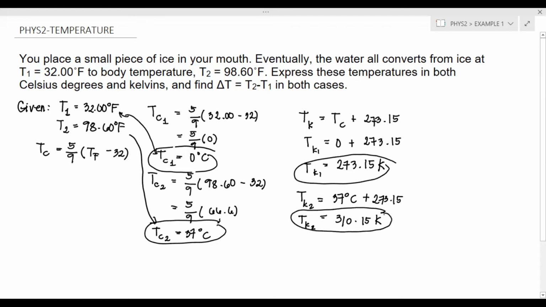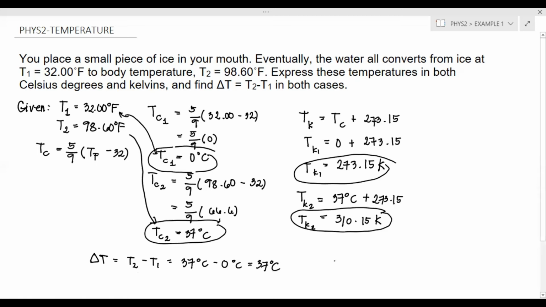we will now solve for the delta T. So the delta T in Celsius degree, that's T2 minus T1. So we have 37 degrees Celsius minus 0 degrees Celsius. Our change in temperature, our delta T, is 37 degrees Celsius.